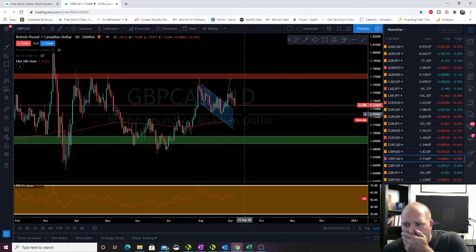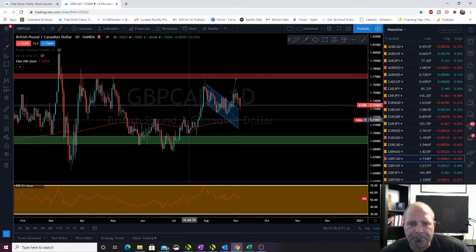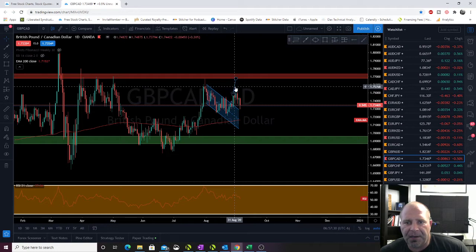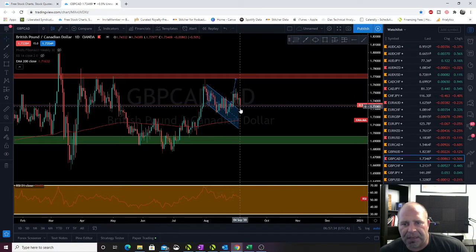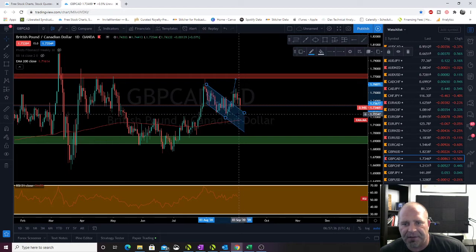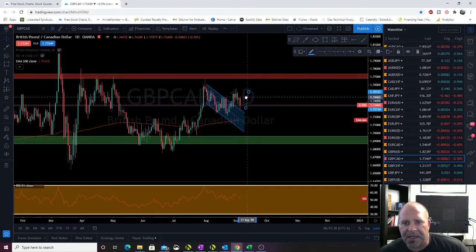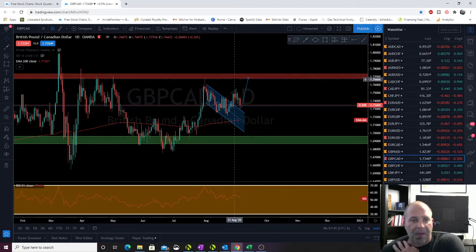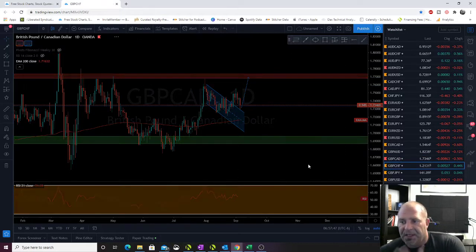GBP Canadian dollar. We had a perfect bullish flag pattern. Now, what I would tell you guys is we've broken through and now we're retesting this channel, right? So, not a bad time to look at a buy trade up to that top part, up to this bearish zone.